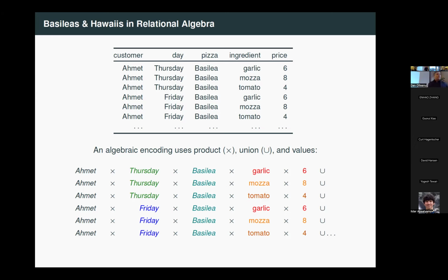So this is exactly what I'm doing. For instance, I can factor out basilia out of all these expressions, and then I can factor out afterwards, let's say, out of the remaining expression, Thursday out of these three, and Friday out of the next three, and so on and so forth. There are several possible ways of doing this factorization, and the question is, of course, which one would be best?